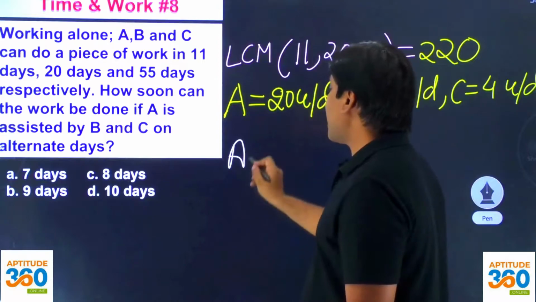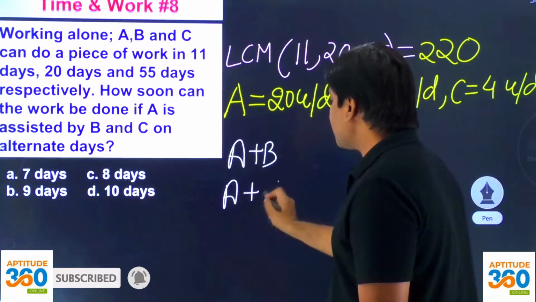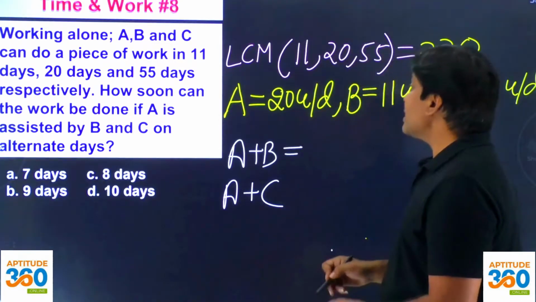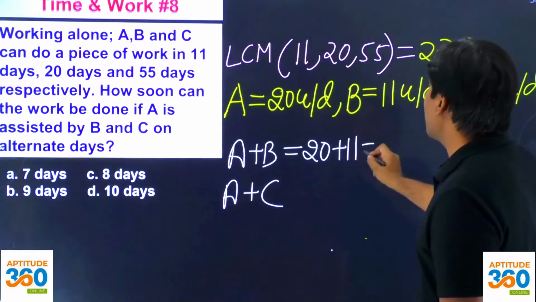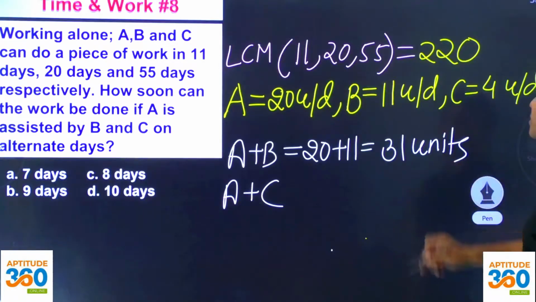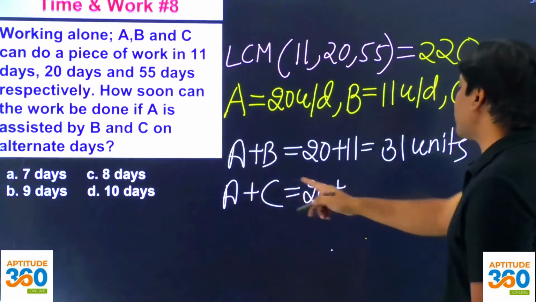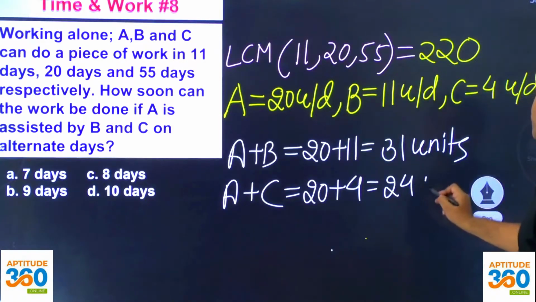On the very first day, A is being assisted by B. And on the second day, A is being assisted by C. That is what the problem is saying. So A does 20 units, whereas B does 11 units. Collectively, they are doing 31 units on the very first day. And on the second day, 20 plus 4 for C, it is going to be 24 units.